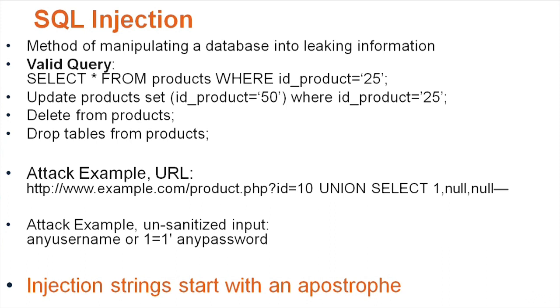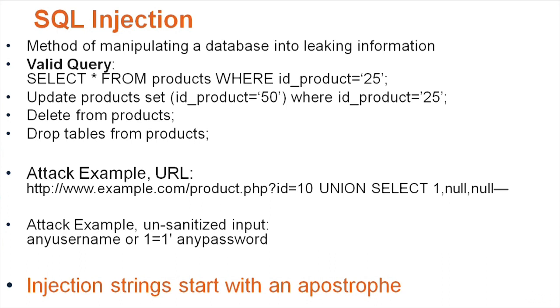SELECT * FROM products WHERE ID_product = '25'; So the things to note here are the SELECT, the asterisk, and the two apostrophes around the 25. If I were to take one of those apostrophes off of the 25, it would corrupt the query. If you submitted that to a database, it wouldn't know how to understand it. It would kick it back as an error.